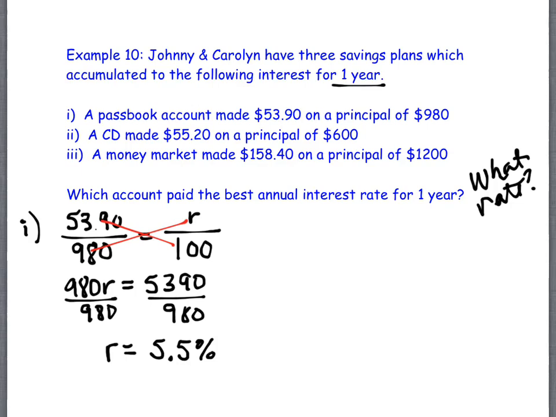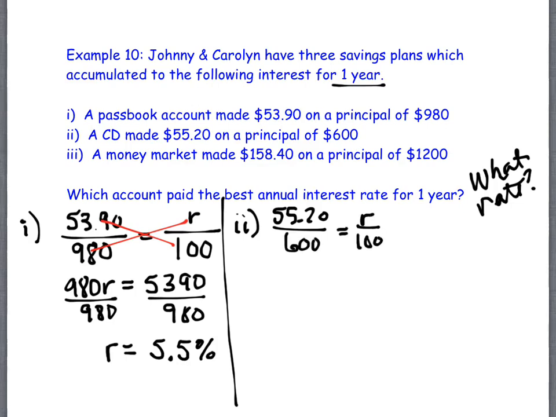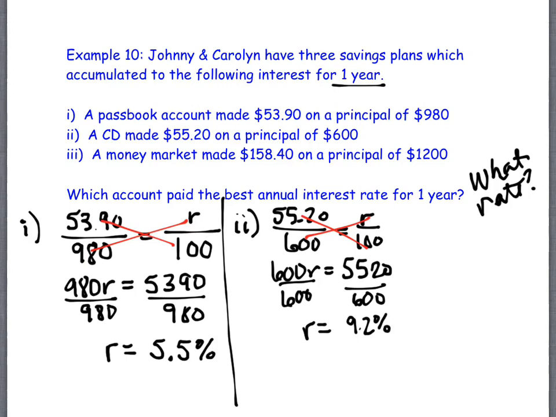But we can do this on any of the accounts, and it works in the same way. So let's give it a shot on the CD. So what will I write? 5520 over 600 equals R over 100. Right? And again, we'll cross multiply. So this will be 600R equals 5,520. And when I divide by 600, what do I get? 9.2. Thank you, 9.2, and that's percent. Right, Allison? Yes.